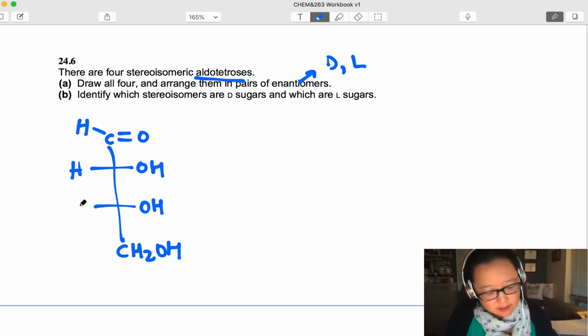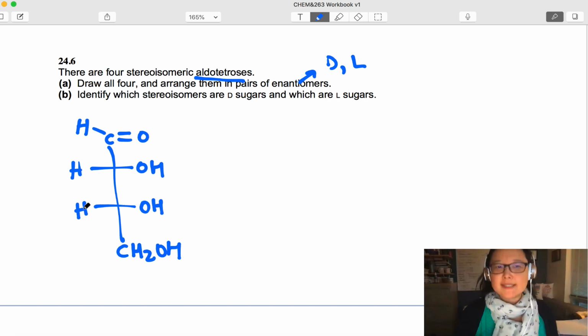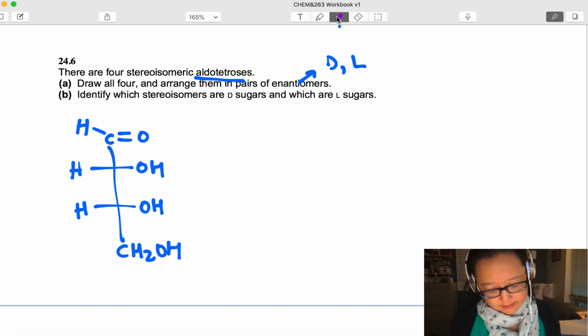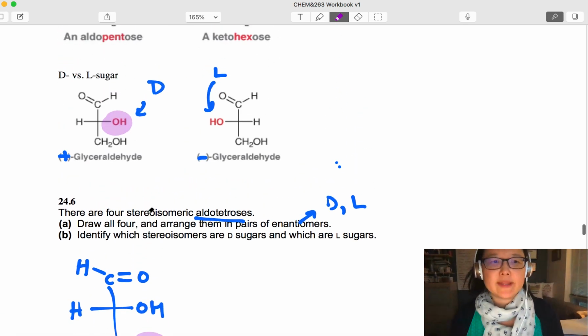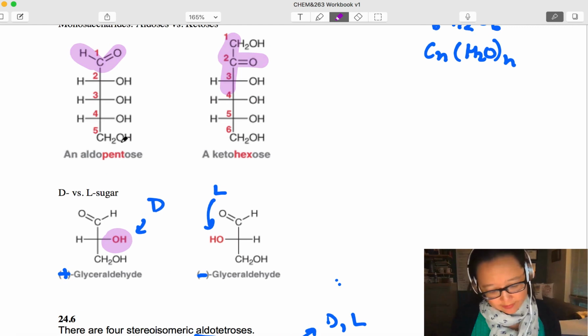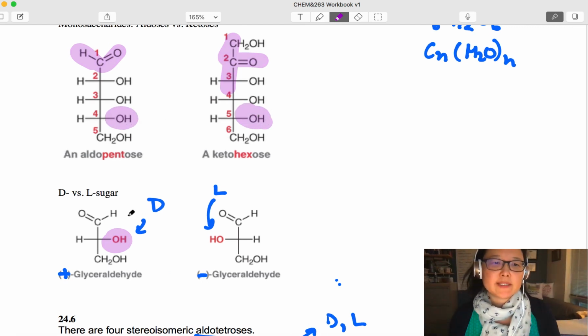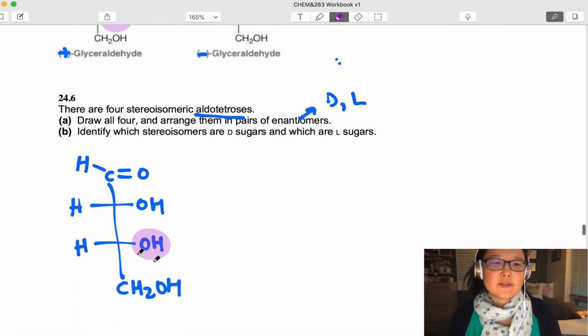So I need an H and an OH group. Let's say I have this one. Is this a D or an L sugar? I think you guys remember D is where the last OH group is on the right side. So it's looking at these guys. These are D sugars because of those and because of this. So this is what makes it a D sugar, is that carbon right there.